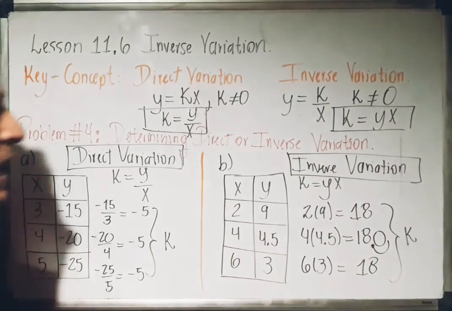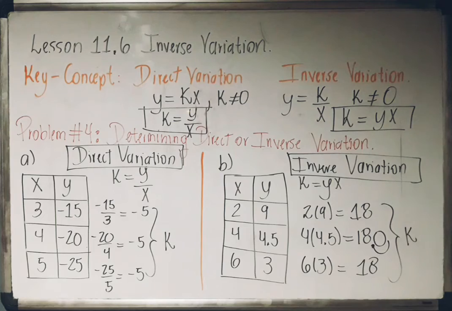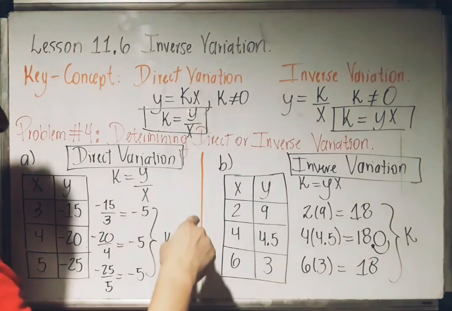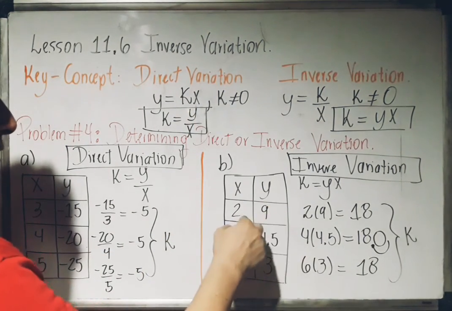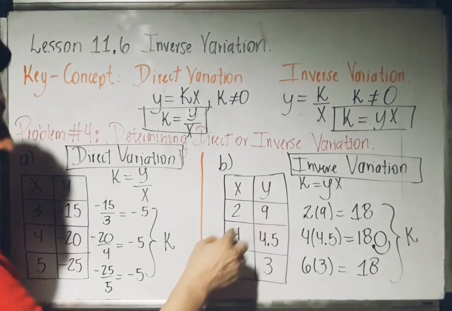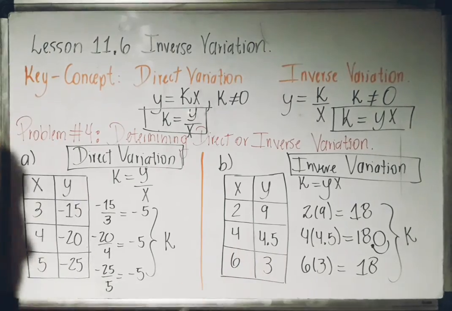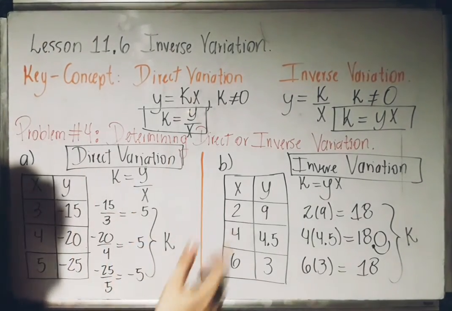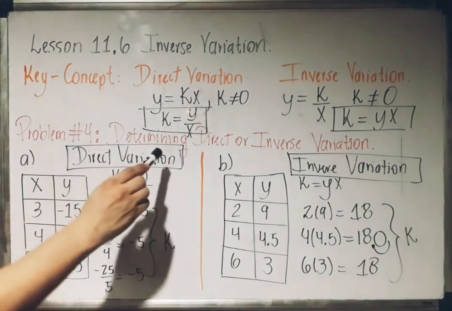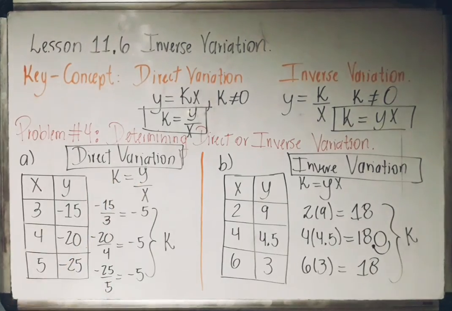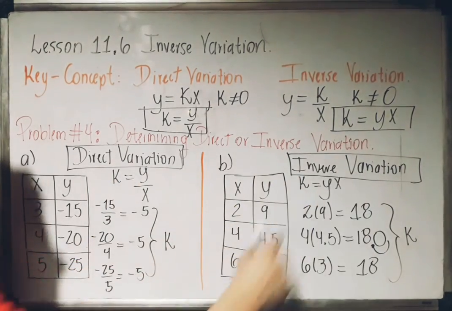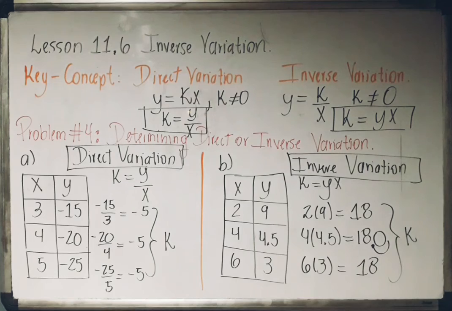And what happens if you try to solve it the other way, trying to find a direct variation? You have to divide y by x. 9 divided by 2 is going to be 4.5. 4.5 divided by 4 is going to be 1 point something like that, and you can see that it's really different. Okay, direct variation, you need to divide y by x. Inverse variation, you need to multiply x and y. That's the way that you solve that kind of exercise.